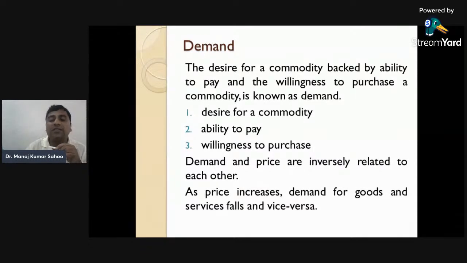So demand and price are inversely related to each other. If you take the relationship between price and demand, we can say there is an indirect relationship between price and demand. That means if the price of any product or commodity increases, the demand for that product declines, and vice versa. If the price decreases, then the demand for that product increases. So they have an indirect or negative relationship between price and demand.